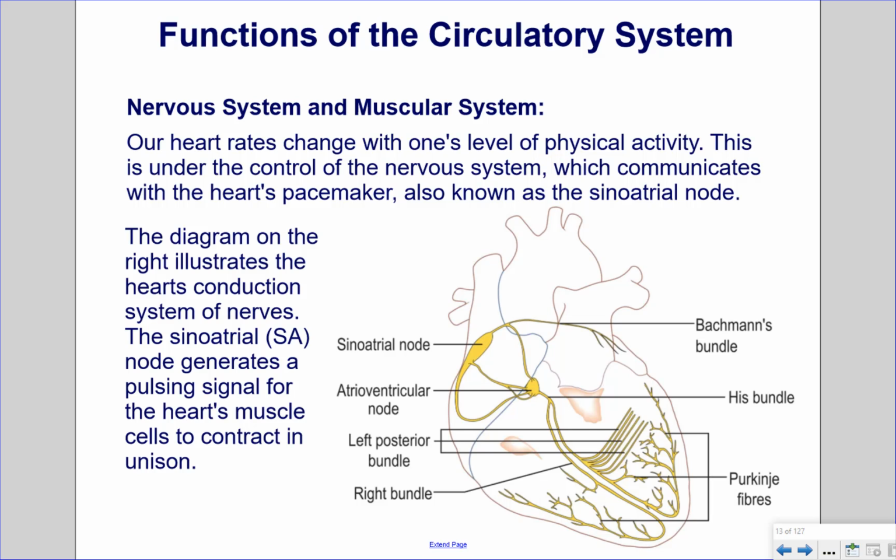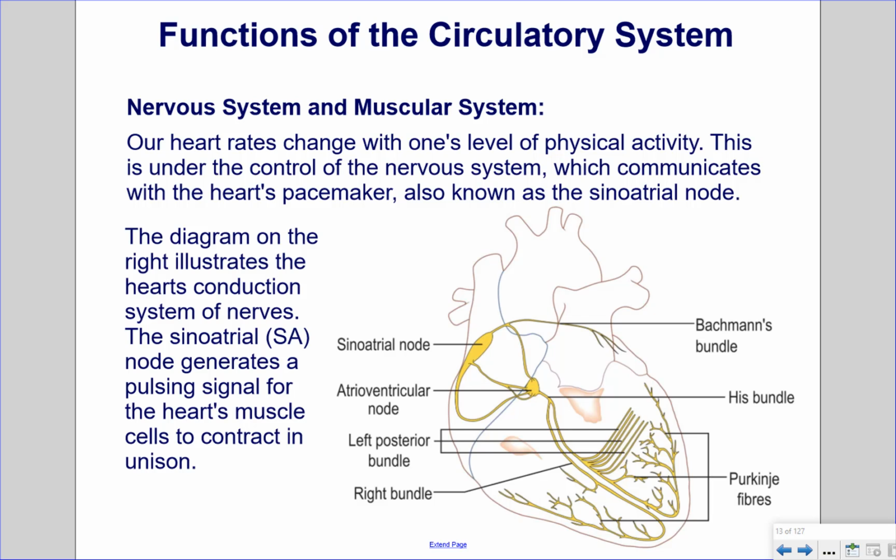The diagram on the right illustrates the heart's conduction system of nerves. The sinoatrial, or SA node, generates a pulsing signal for the heart's muscle cells to contract in unison. It is almost like members of a rowboat. In order for the boat to go somewhere, all the rowers have to row at the same time. If everybody's rowing at their own pace, the boat's not going to go anywhere.